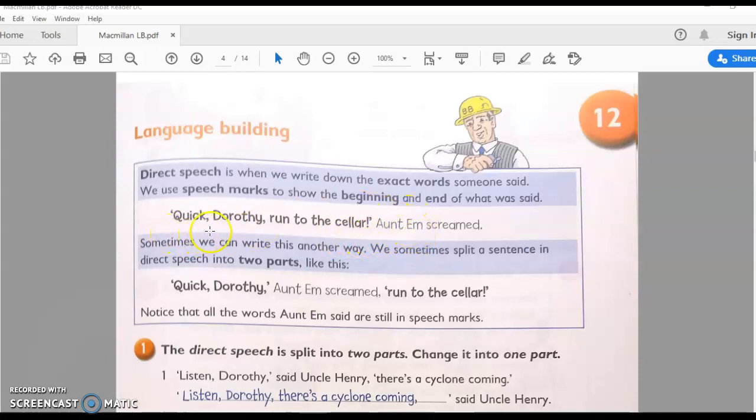So let's read the example. "Quick, Dorothy, run to the cellar," Aunt Em screamed. Okay, what can you notice here? We have the inverted commas, the speech marks, but what we notice also is that in this case we have just one of these, alright? Whereas in the video we saw, we had two. So, what does this mean? Are they different? Are they the same?